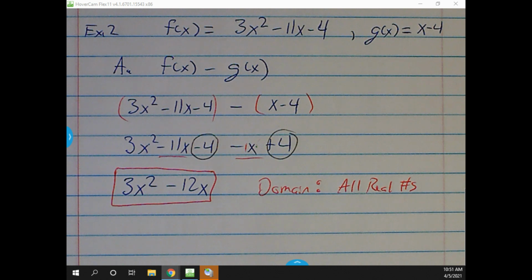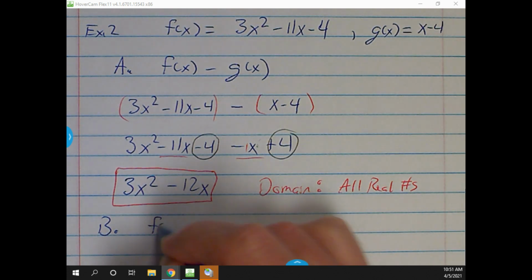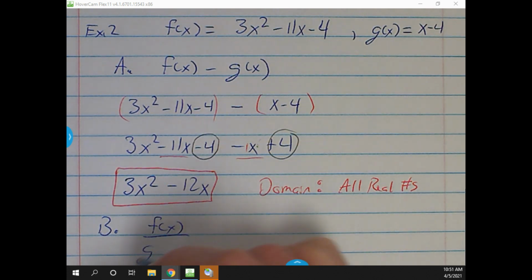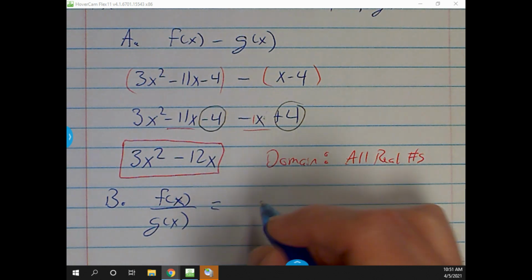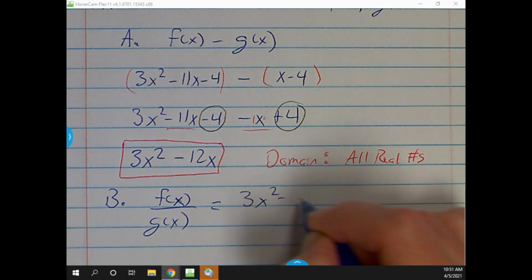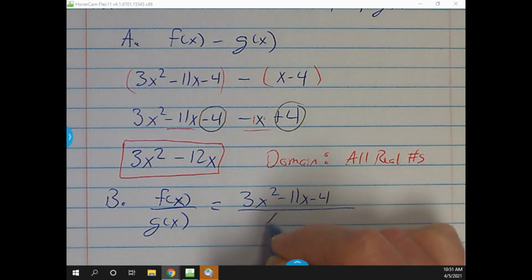All right. Now, what we're going to do, let me go ahead and do a part B on this one. For this part, we're going to go ahead and do division. We'll do f of x divided by g of x. So that's going to be 3x squared minus 11x minus 4 over x minus 4.